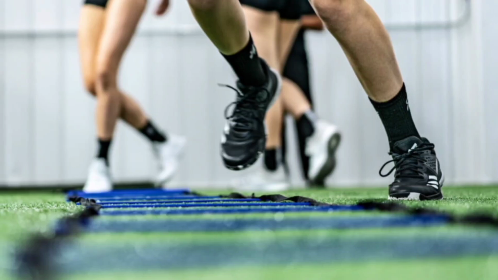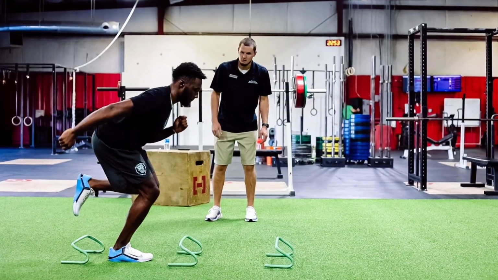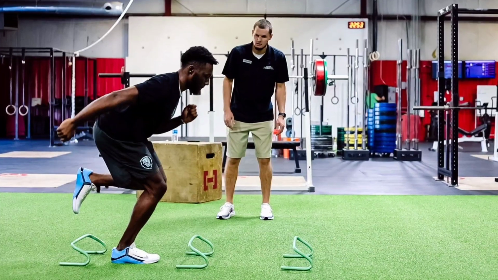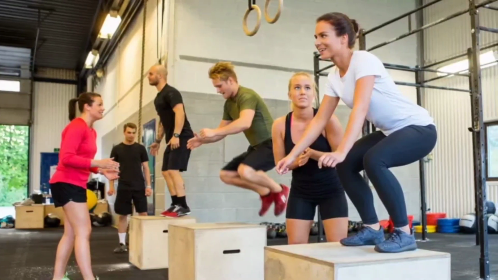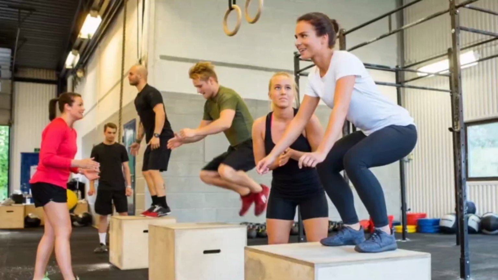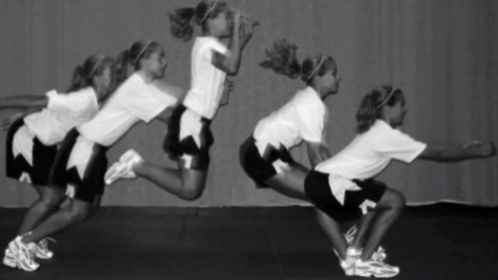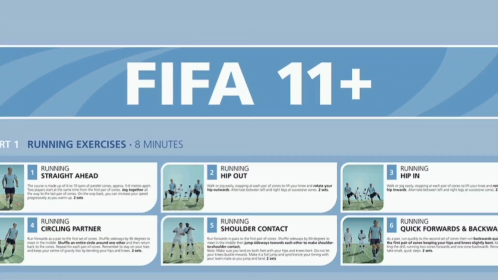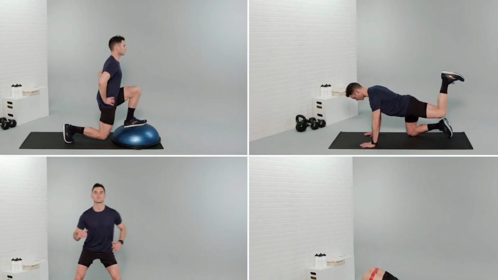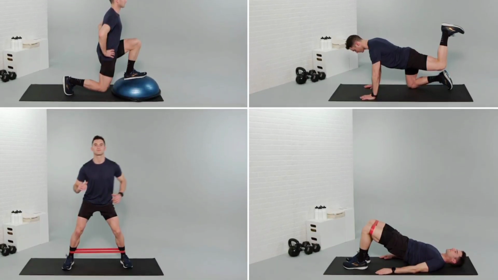Prevention is always better than cure. ACL injury prevention programs are highly effective, especially for female athletes who are at higher risk. Programs should include proper landing mechanics, hamstring strengthening, core and hip control, agility drills, and neuromuscular training. FIFA 11 Plus, PEP program, and other structured warm-up protocols have significantly reduced ACL injury rates in sports teams.